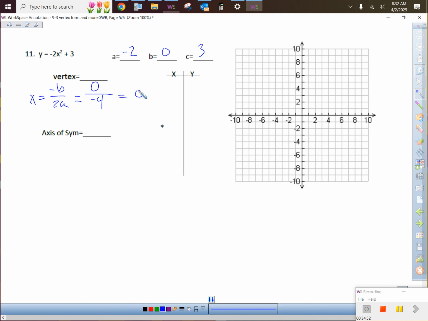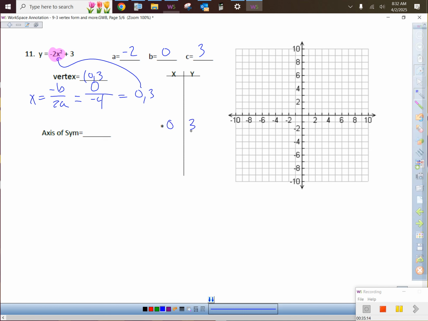Well, let's find the y value of the vertex. I bet you I don't even need a calculator for that. Don't I have to just put 0 in for x? Right, so that would turn out to be how much right there? 0 plus 3. So boom, 0, 3. He's going to go by the asterisk.